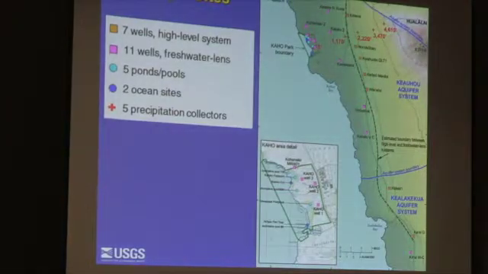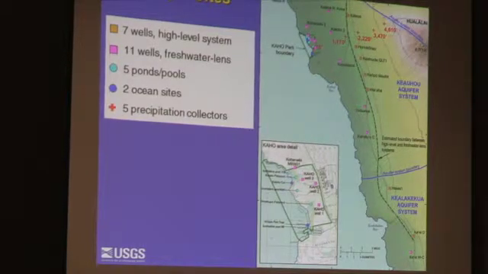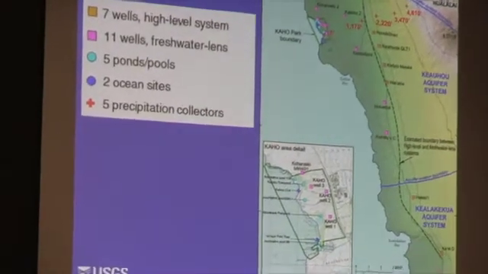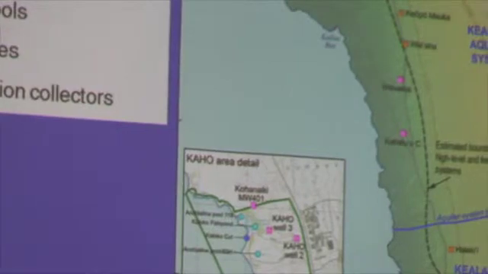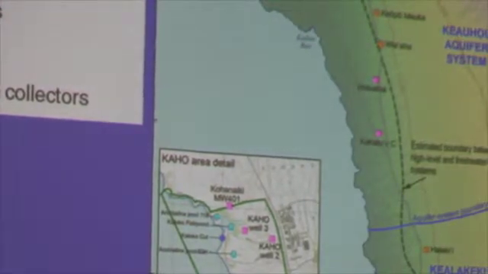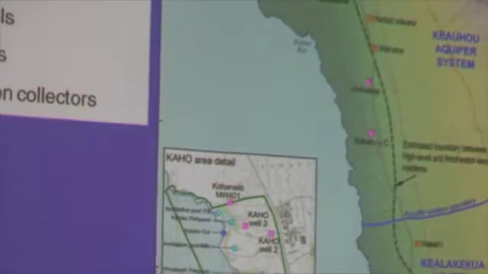Next slide. Okay, so this is a map of our sampling network. We sampled 7 wells in the high level system, shown by those orange squares that are inland of that black dashed line. We sampled 11 wells in the coastal system, shown as those pink squares. And then the circles represent pond and pool sites that we sampled, and also a couple of ocean sites. We also set up a transect up Hualalai of precipitation collectors, one down at 5-foot elevation, and the maximum went up to less than 5,000 feet elevation.